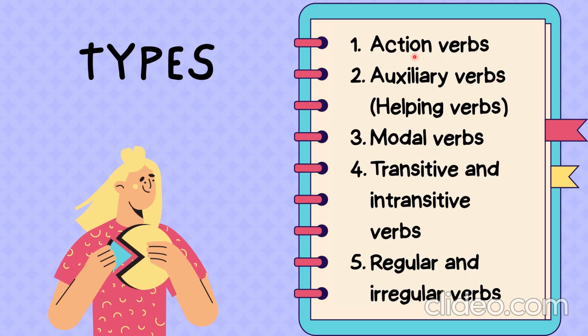We can classify verbs into various types. They are action verbs, auxiliary verbs or helping verbs, modal verbs, transitive and intransitive verbs, regular and irregular verbs.